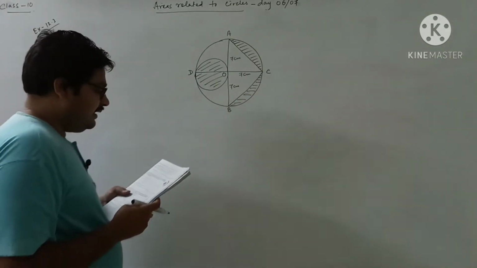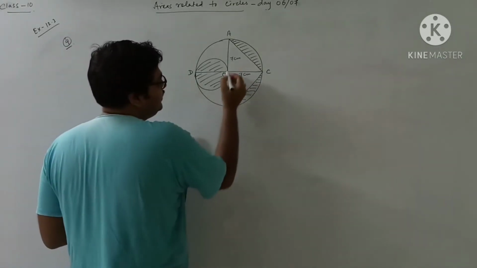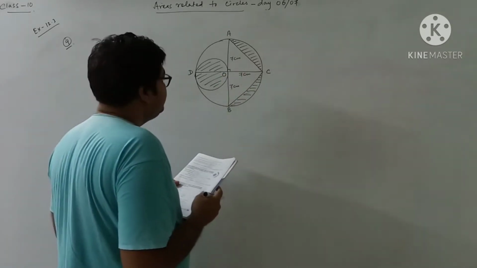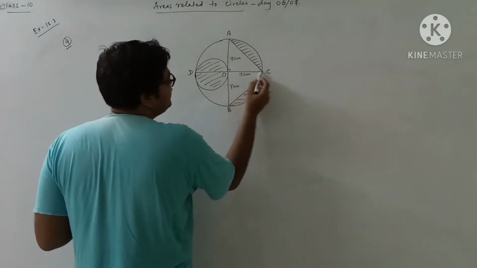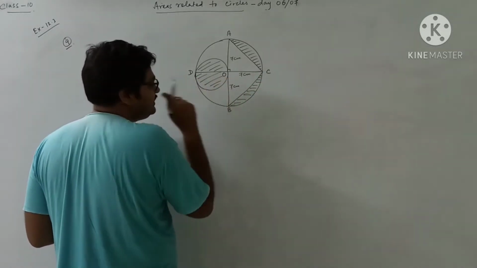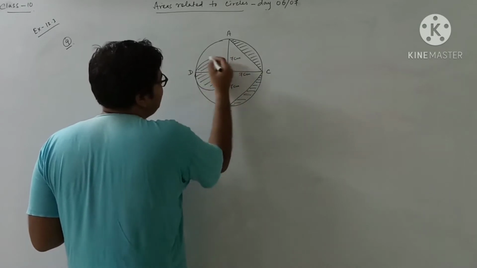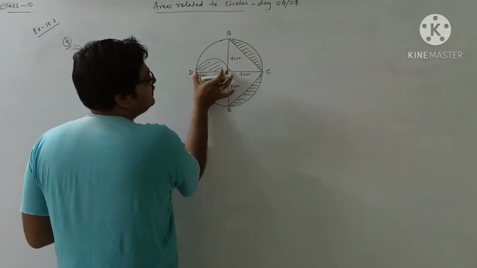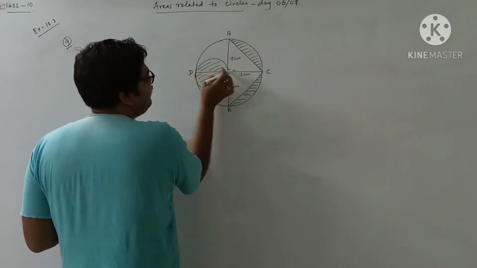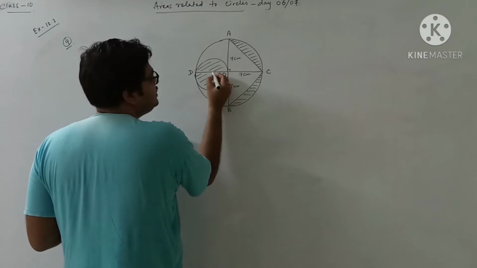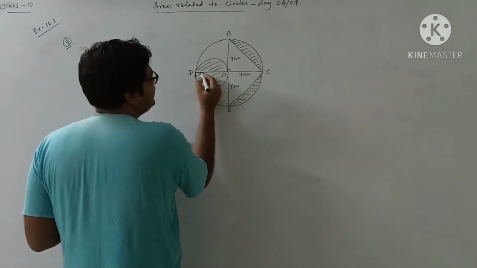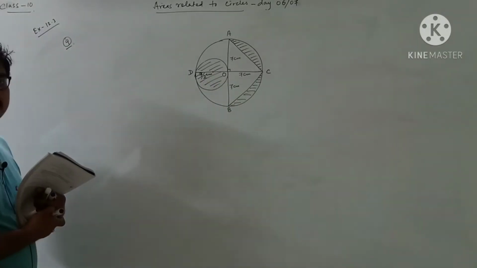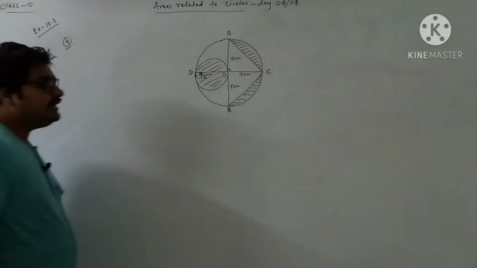It is told in the question that the diameters are perpendicular to each other. So this angle is 90 degrees. And one thing, this is 7 cm, this is also 7 cm, because it is the radius of the same circle. So for this bigger circle, this is 7 cm. And this 7 cm is actually the diameter of this smaller circle. So for this smaller circle, the radius is 7 by 2 cm. Correct?